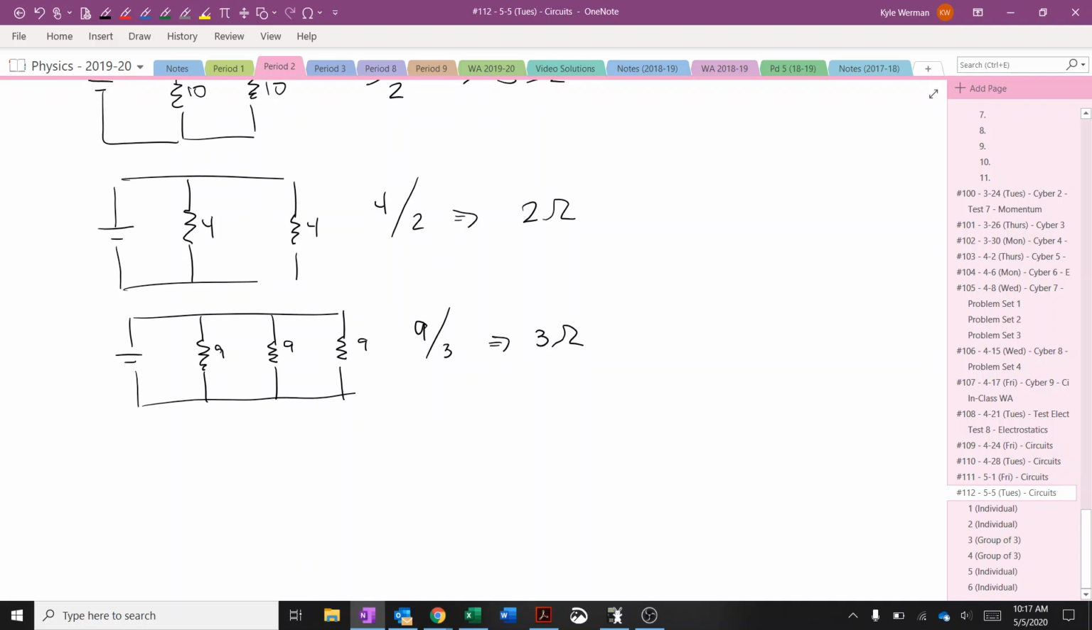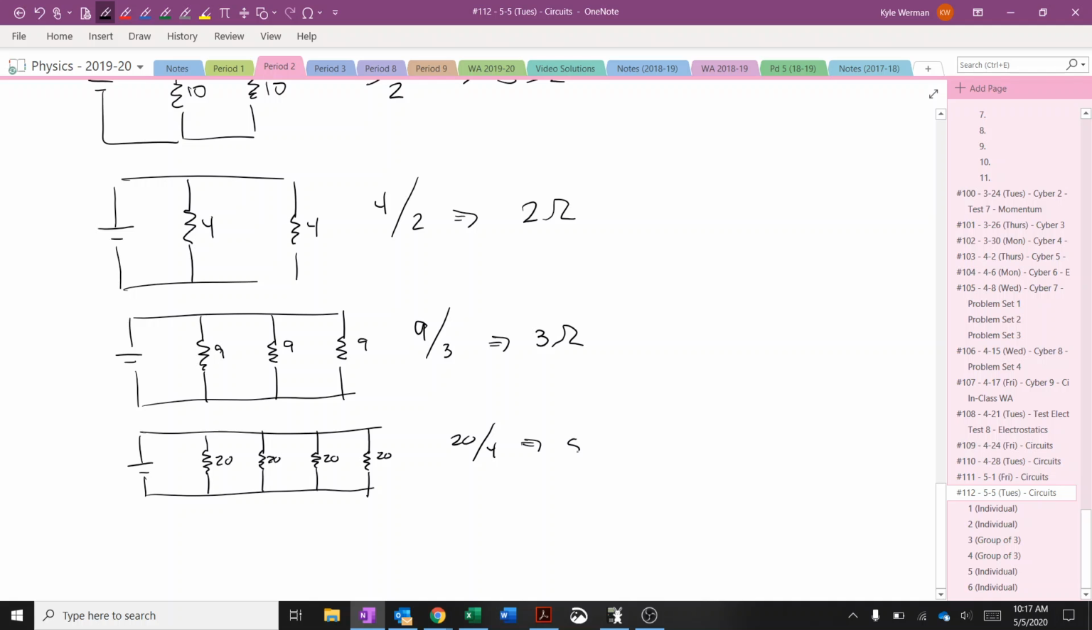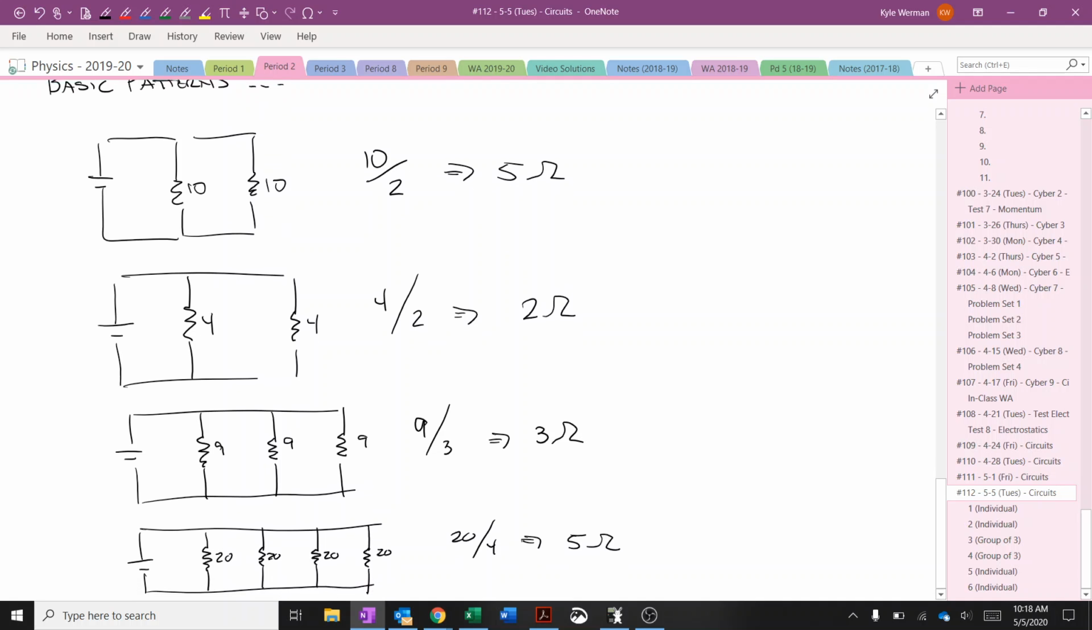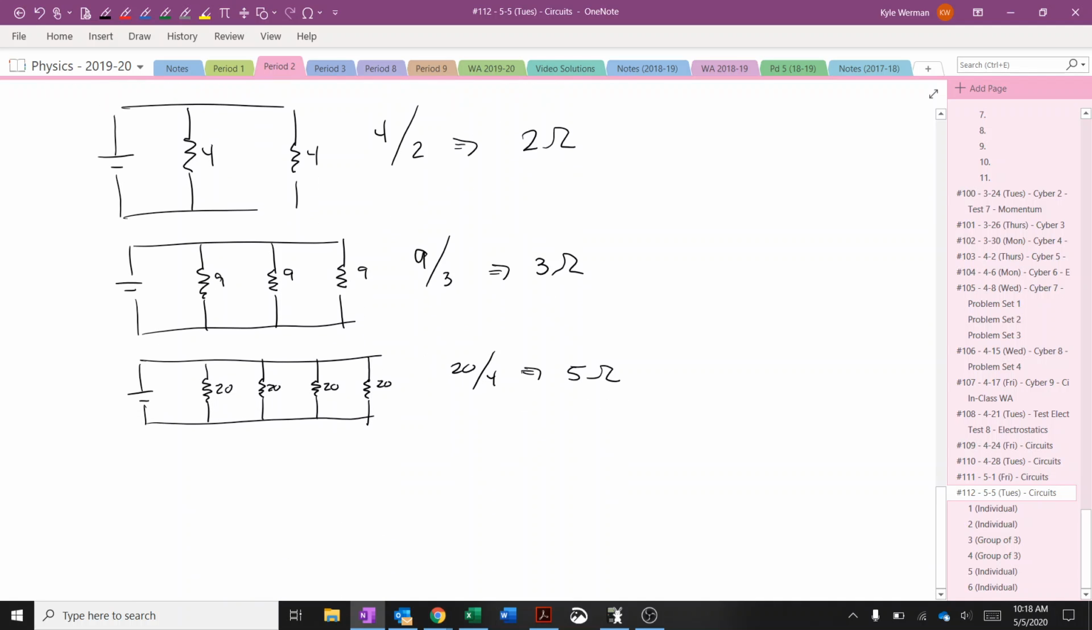If I do a 4 branch of the same thing, if I have 4 parallel branches and they all have the same resistor, 20, 20, 20, and 20, I'd have 1/20th plus 1/20th, so I get 4/20ths, which is 1/5, and you flip it. And so it's really just taking 20 over 4, and you get 5 ohms. All right, so hopefully you see this pattern that occurs when you have multiple of the same resistor in parallel with itself. You can basically just divide that number by the number of times it's in parallel.